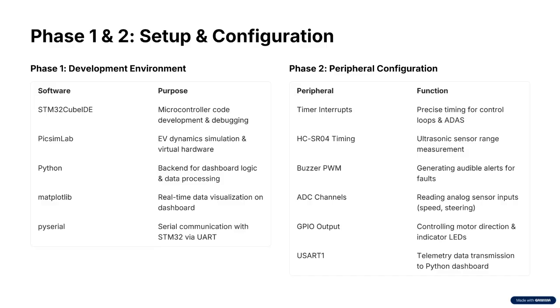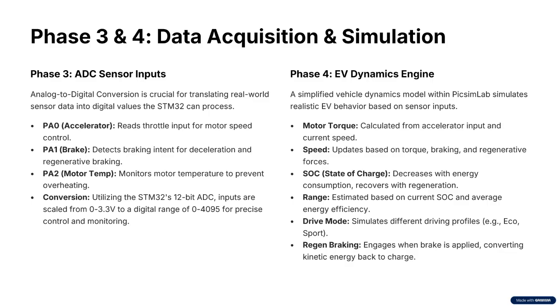Phase 1 and 2. In phase 1, we prepared our development environment. We used first STM32 Cube IDE for embedded programming, then PicsimLab for simulation, Python for dashboard development, Matplotlib for real-time graphs. In phase 2, next we configured STM32 peripherals. This includes GPIO, ADC, timer interrupt, PWM for buzzers, and UART for communication.